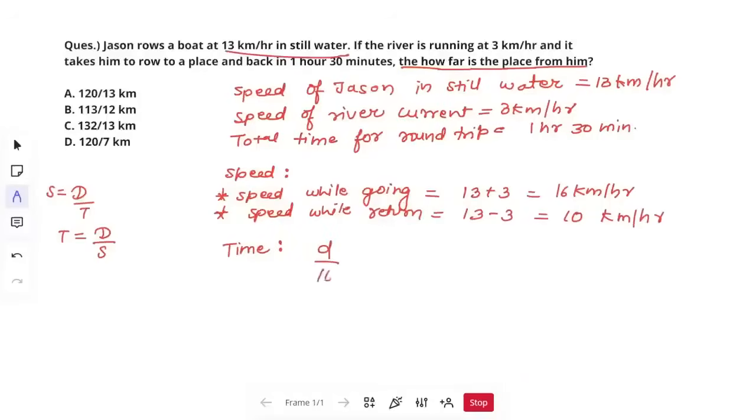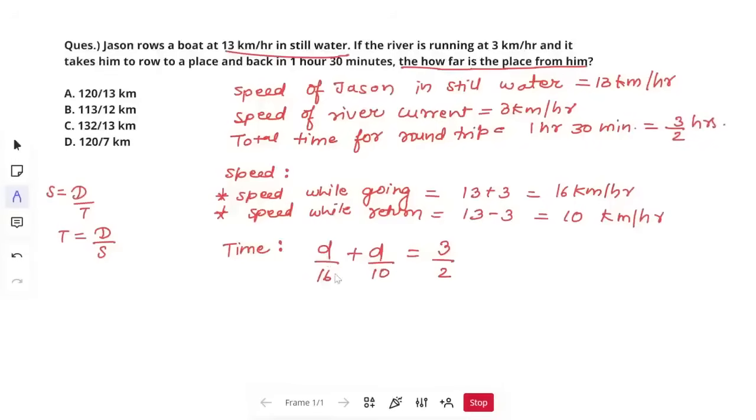Now we will sum both the speeds, that is the downstream speed and the upstream speed. So d upon 16 plus d upon 10 is going to be equal to how much? It is given to us as 3/2. This 3/2 is because we convert 1 hour 30 minutes to a fraction, so it will be 3/2 hours simply.